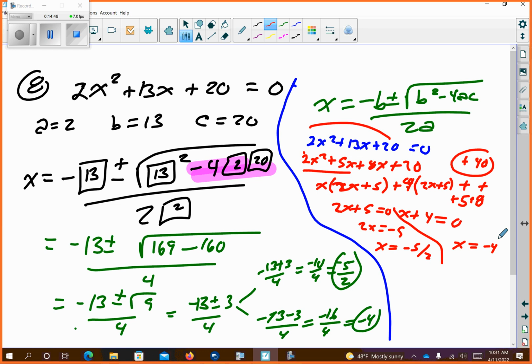So whichever way you choose to do it, it's your choice. So I solved it 2 different ways. I solved it by factoring, or I solved it by the quadratic. All right, moving on to number 9.